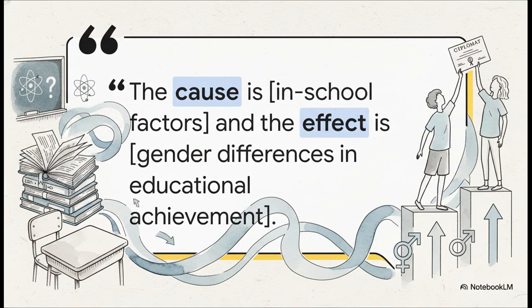Now, before you even start writing, you've got to do this one crucial thing. Decode the question. What's the cause it's asking for? In this case, it's in-school factors. And what's the effect? Gender differences in educational achievement. Your entire answer is just about building a clear bridge between those 2 things.